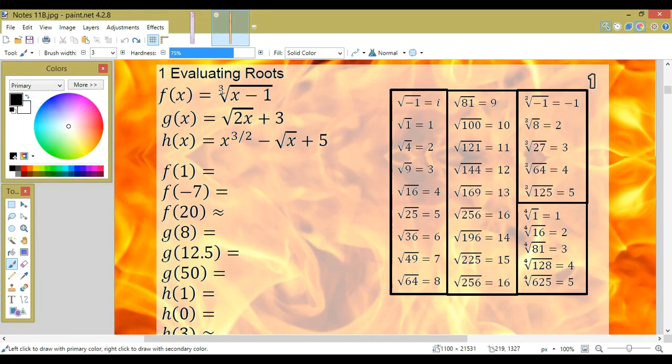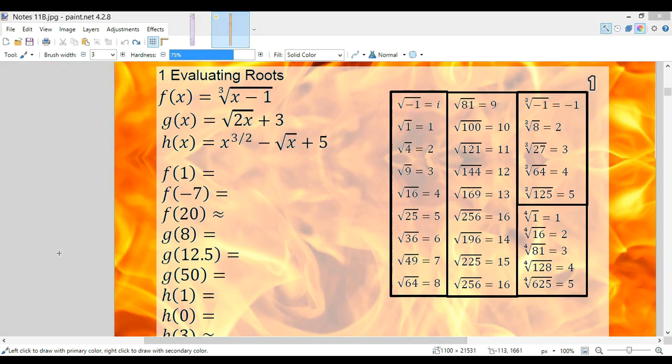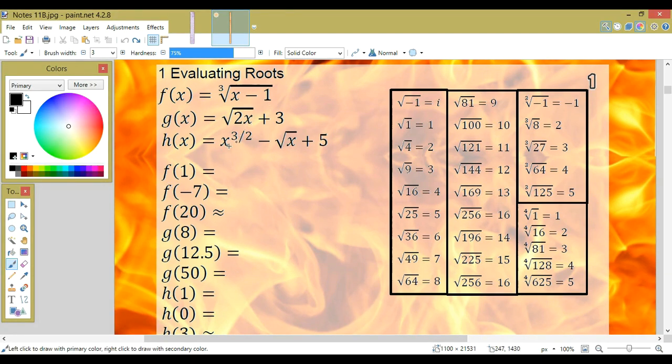Page 1. Evaluating roots. So we have three functions here. F of x equals the cube root of x minus 1. G of x equals the square root of 2x plus 3. And h of x equals x to the 3/2 power minus the square root of x plus 5. Using these functions, we're going to evaluate the roots at these given x values.